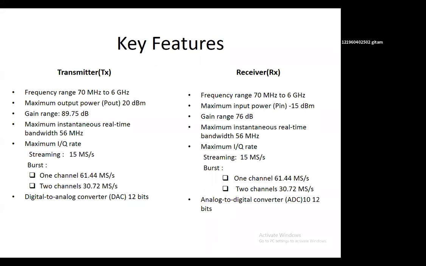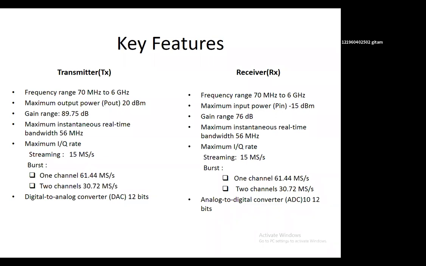As we already told last time, the NI USRP device has a D2A converter, because whenever we need to generate some signal from the computer to the real world, we need a conversion from digital to analog. So here we have the digital to analog converter, that is a 12-bit DAC.